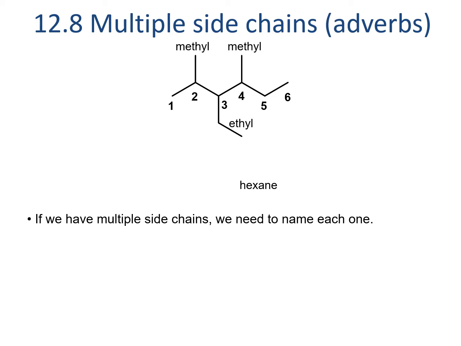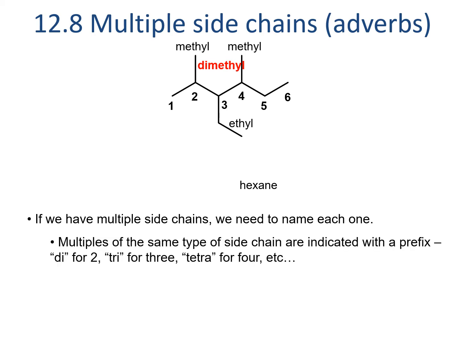If we have more than one of the same group, we're going to make the name a little bit shorter by grouping all identical side chains together. For example, since we have 2 methyls, we're just going to indicate dimethyl. The prefixes that we use here are the same that you used when naming binary covalent compounds in general chemistry. Di for 2, tri for 3, tetra for 4, and after that they're mostly the same prefixes we use for number of carbons, penta, hexa, etc.